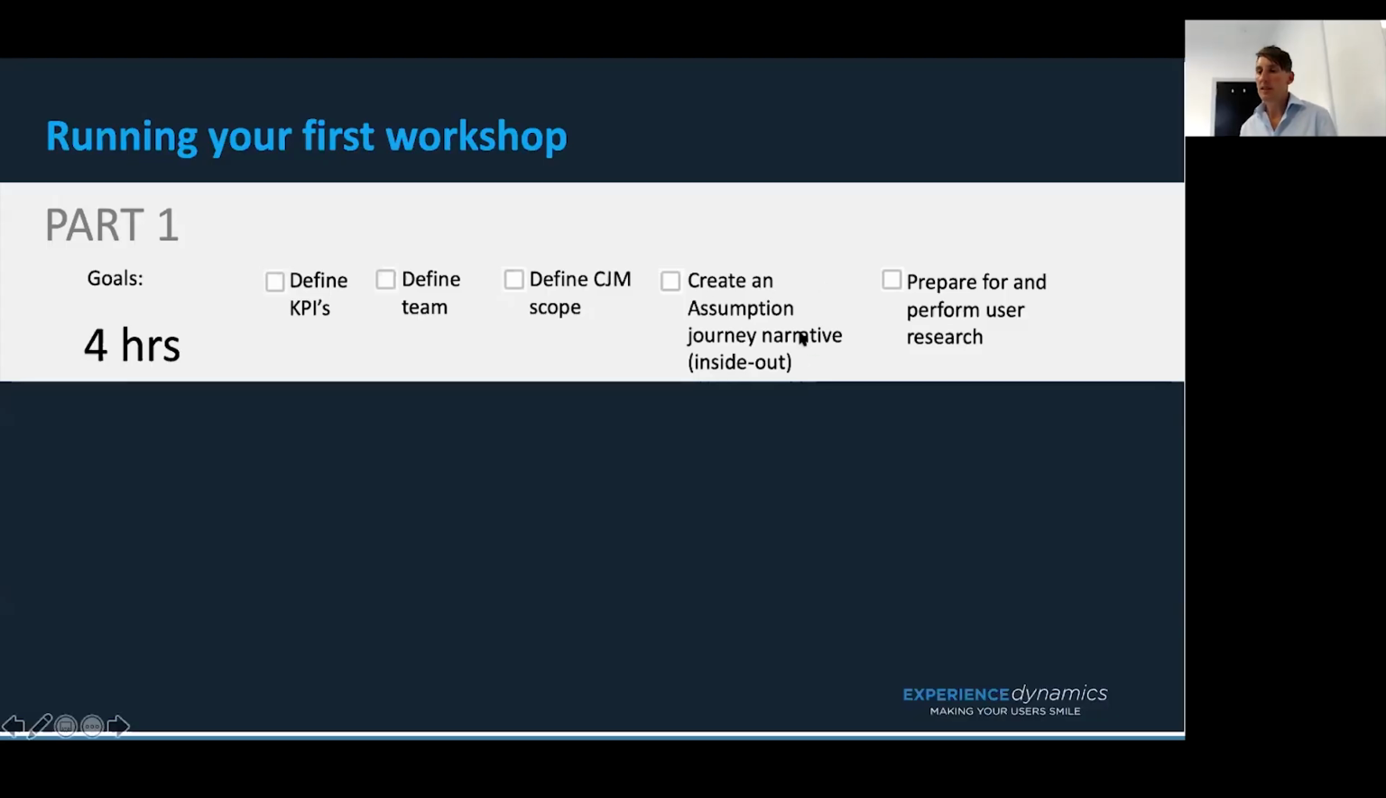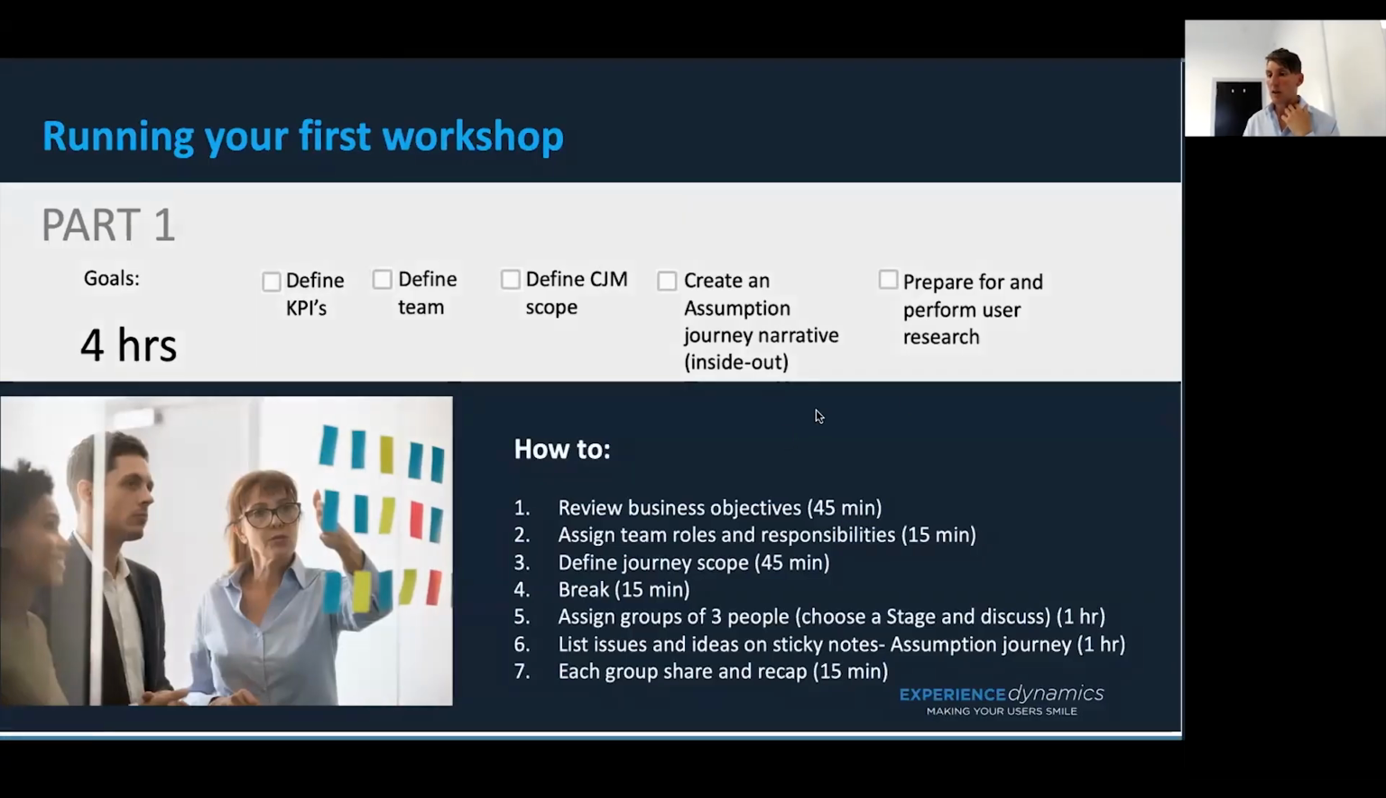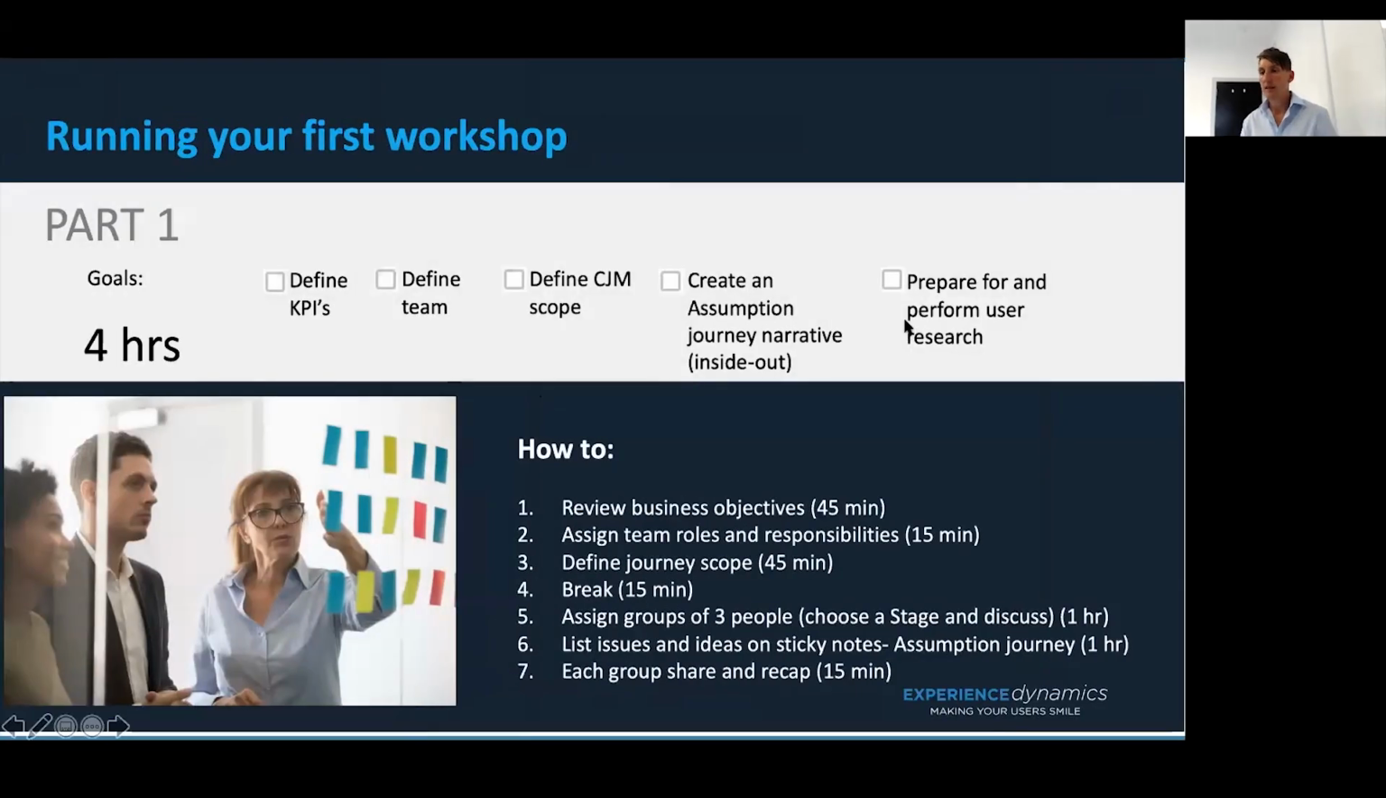So creating that assumption narrative and then preparing for your user research, right? Those are the steps. Part one, it's going to be a 4-hour workshop, and part two will also be a 4-hour workshop to finish. The process here: you're going to review your objectives, assign team roles and responsibilities, define the scope, and take a break, right? And then assign groups of 3, choose a stage and discuss, and then list issues and ideas on stickies for this 1-hour assumption journey, and then a recap at the end.